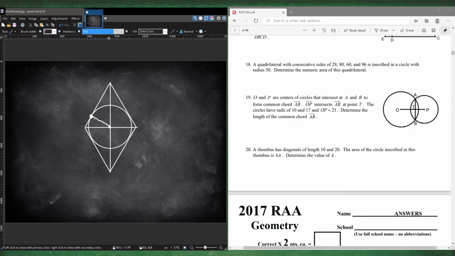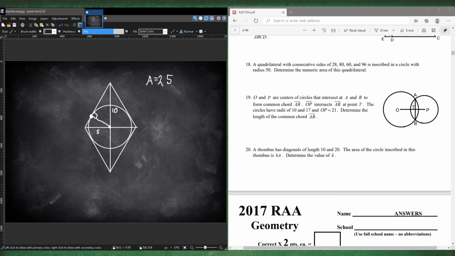Okay, so because there's a point of tangency, this is a right triangle, and we also know that this is a right triangle because this is a rhombus. So we know that the diagonals are length 10 and 20. Half of 10 is 5, and half of 20 is 10. So we basically just need to find this, which is the height when this is the base. So all we need to do is find the area. 5 times 10 is 50, divided by 2 is 25. So our area is 25.